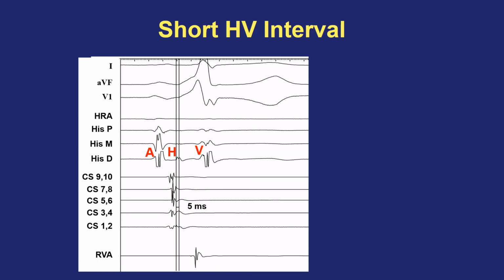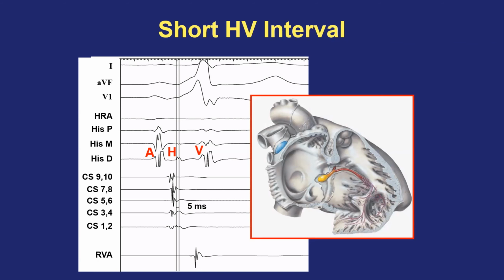Remembering, of course, that the HV interval reflects the time it takes after the signal gets through the AV node to then get down the His-Purkinje system. Well, is it possible that this patient has super duper fast conduction down the His-Purkinje system, so instead of 40 milliseconds it can race down in 5 milliseconds? And the answer is no, that doesn't happen. So the only way to explain a short HV interval is that the ventricles must have been activated in a way other than through the normal conduction system.